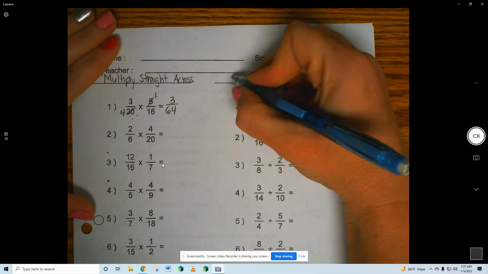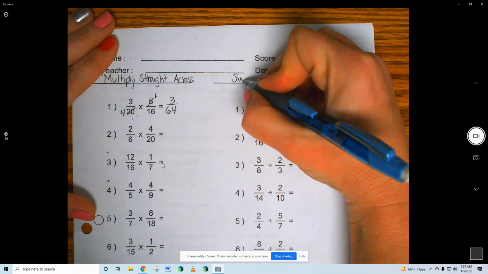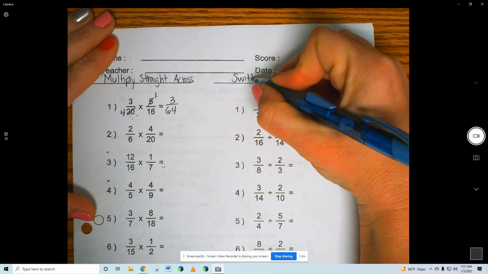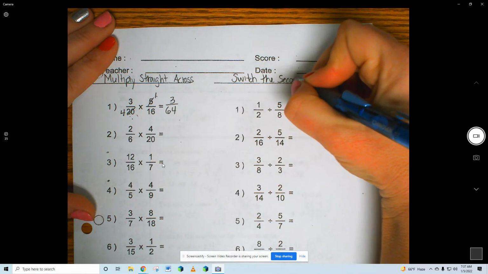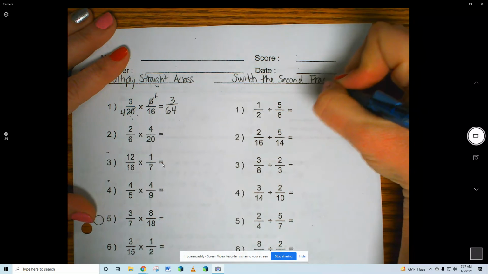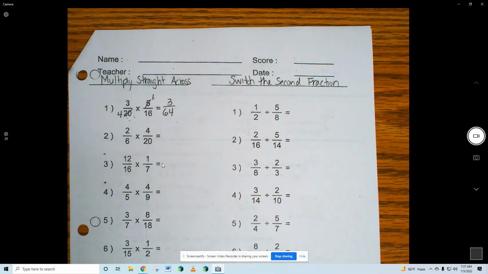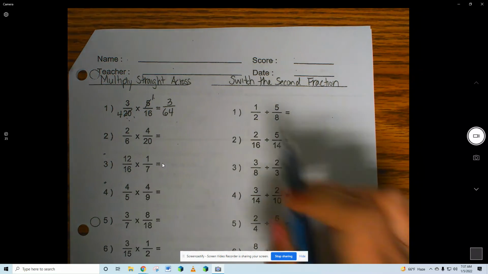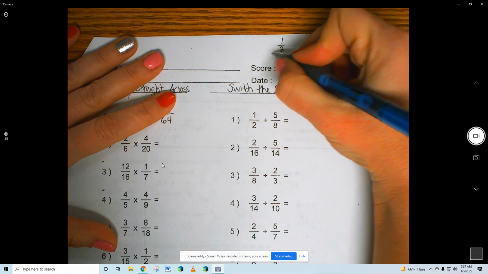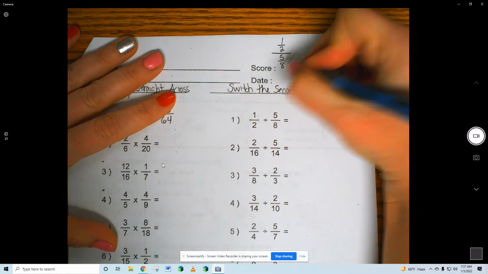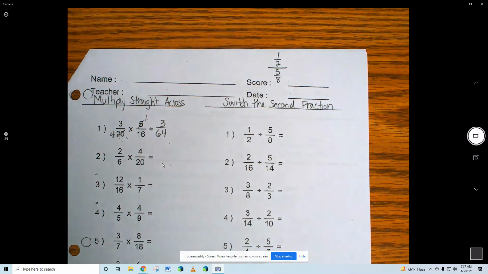Division. Switch the second fraction. Let me show you why. If I have 1/2 divided by 5/8, it would look like this. Let me do it on the top of your paper. 1/2 divided by 5/8. If it were a true division problem, I would have a numerator and a denominator.